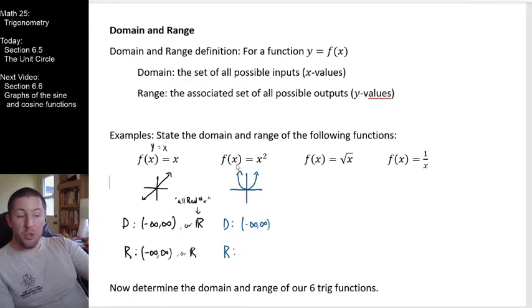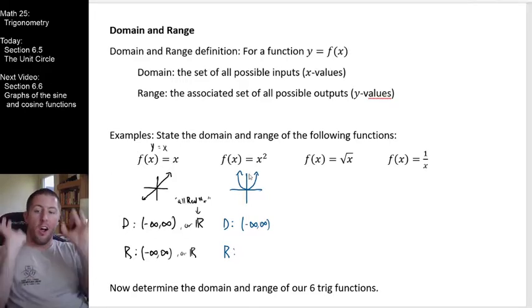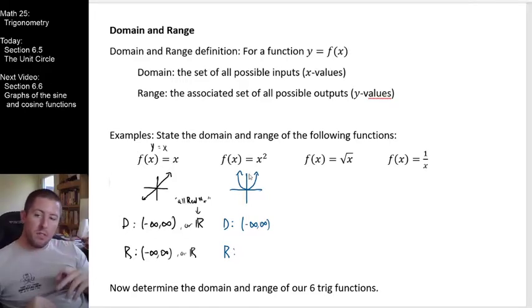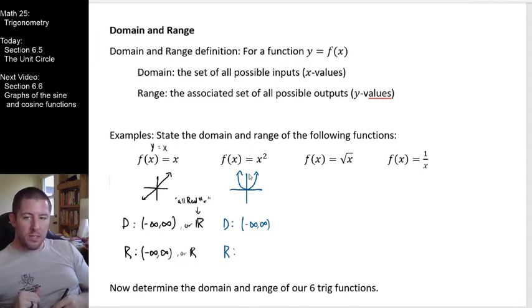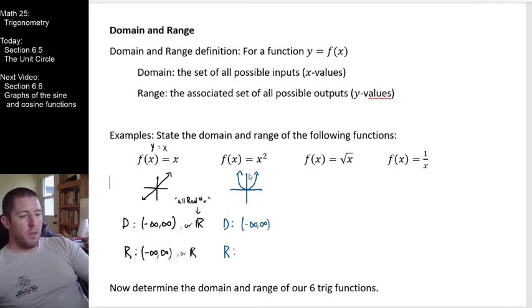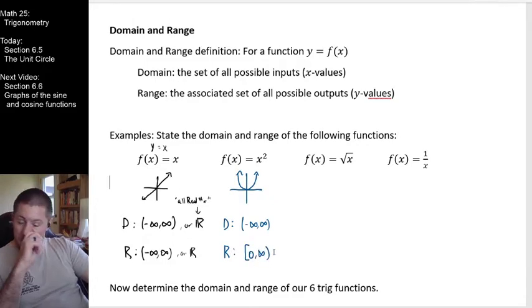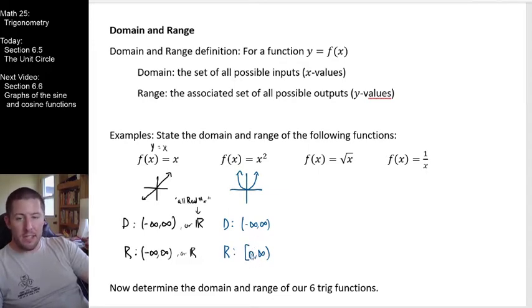You should be able to visually see in our graph that all of our outputs, all of our y values are 0 or larger. There's never a case where y equals x squared outputs a negative number. When you square a number, it becomes positive. So in this case, I might say things like 0 to infinity.